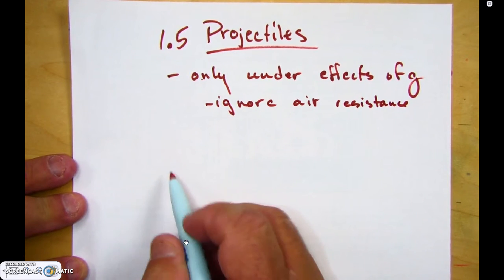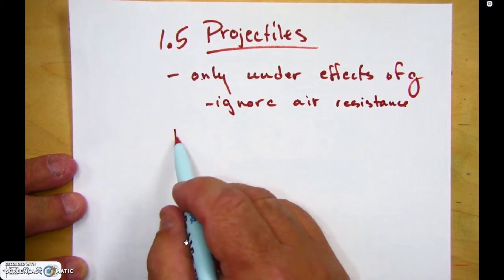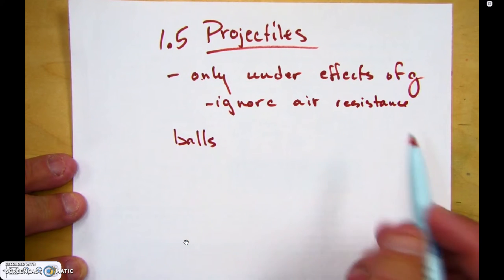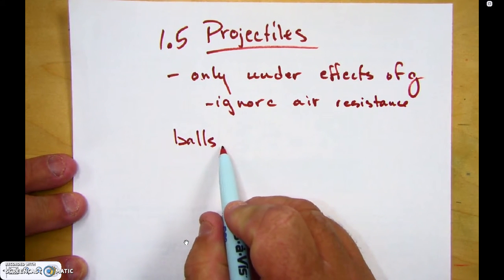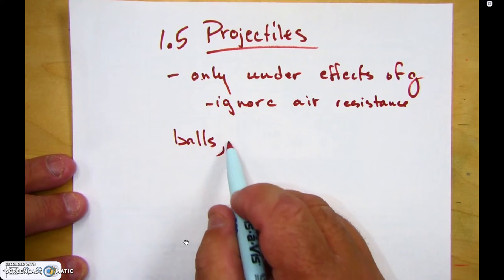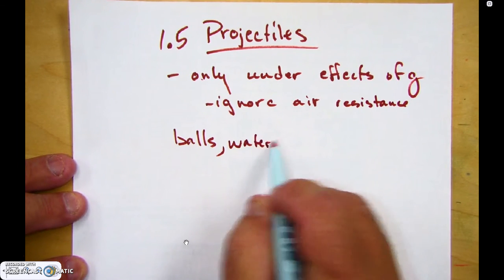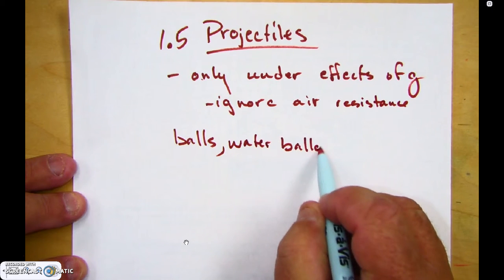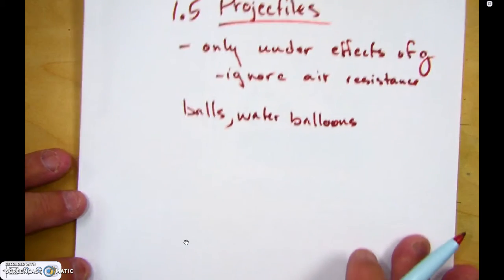So a projectile is anything that's thrown or launched. All of your balls, for all of your different types of sports, things like that. Anything you toss in the air, water balloons, stuff like that. All of those cases are projectiles.